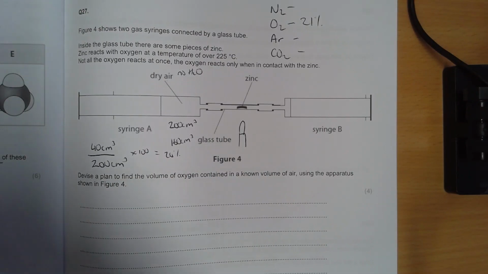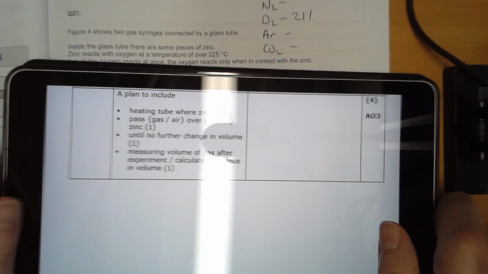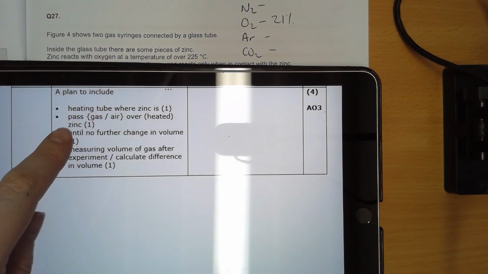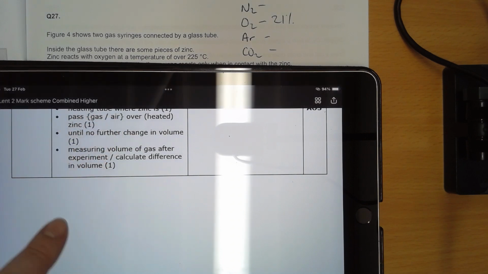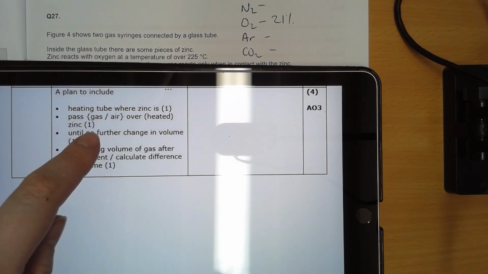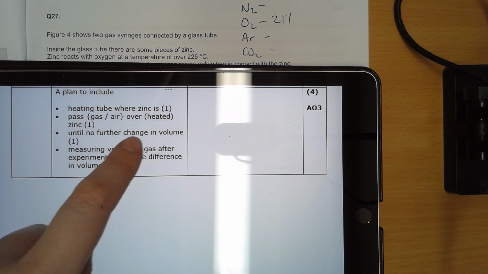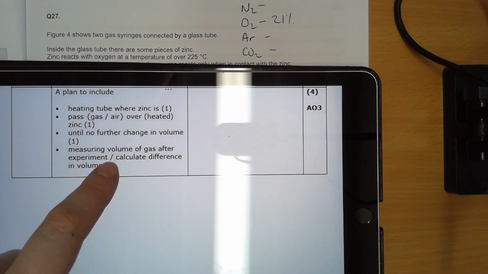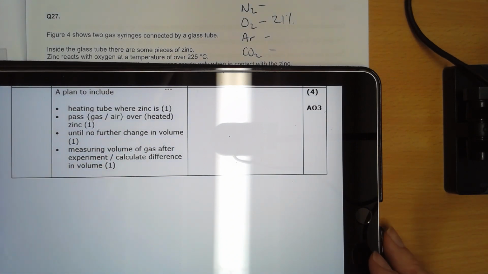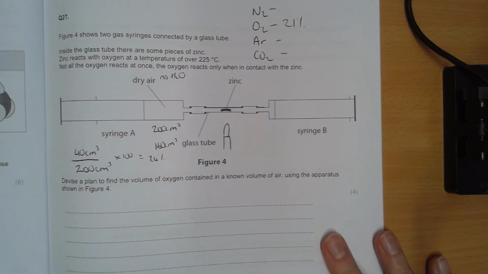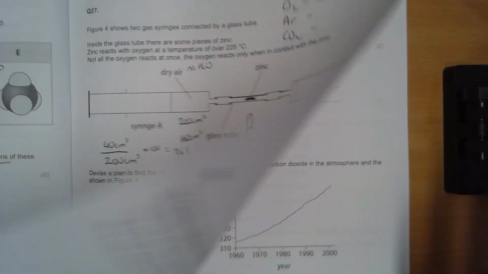Now, in order to get the marks, all you need to say is this: you heat the zinc, you pass the air over the zinc, you keep doing that until the volume stops changing, and then you just calculate the difference in volume. So you'll take the volume at the end and subtract it from the volume that you had at the start.